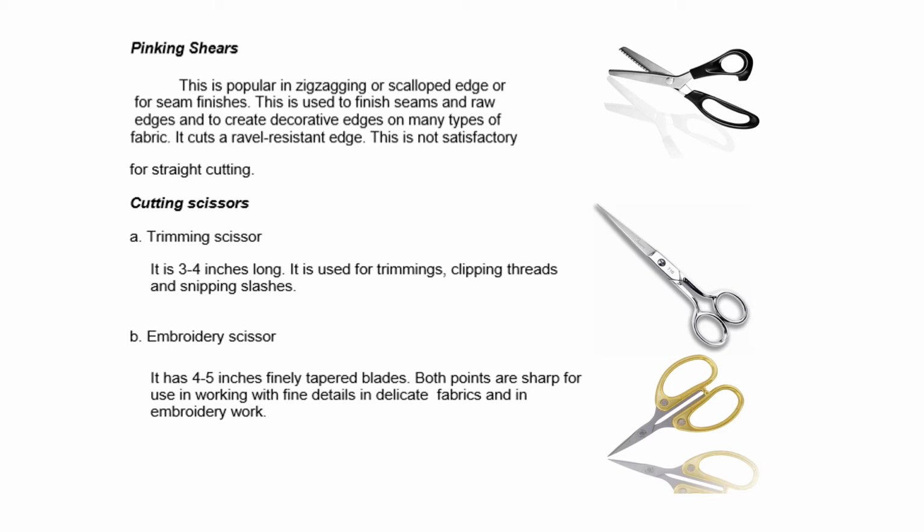We also have the cutting scissors. First, we have trimming scissors. It is 3 to 4 inches long. It is used for trimmings, ripping threads, and snipping slashes. We also have embroidery scissors. It has 4 to 5 inches finely tapered blades. Both points are sharp for use in working with fine details in delicate fabrics and embroidery work.